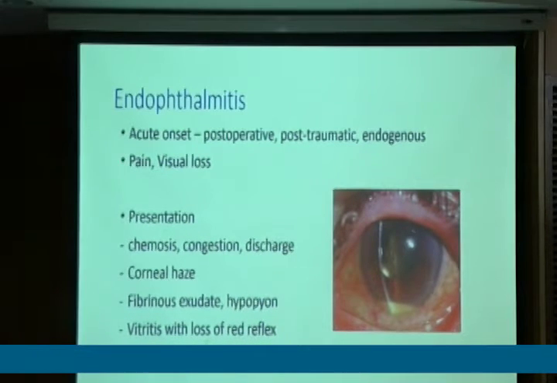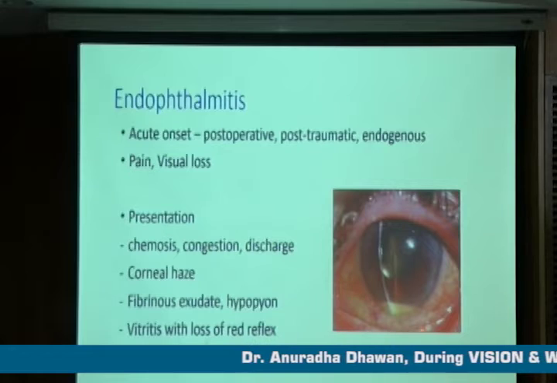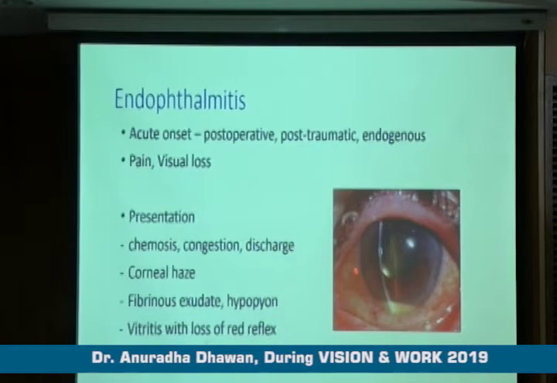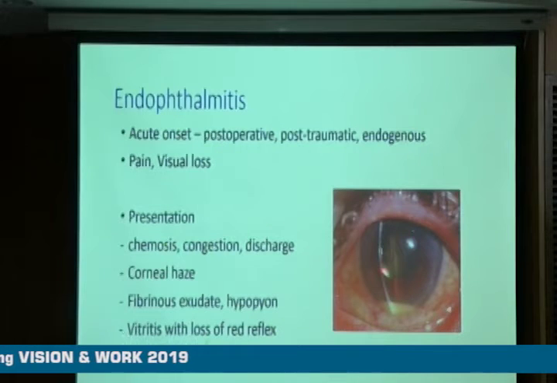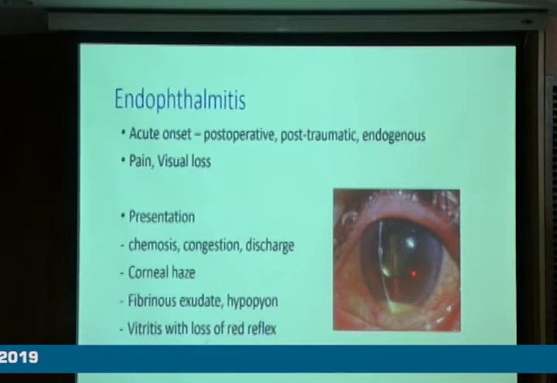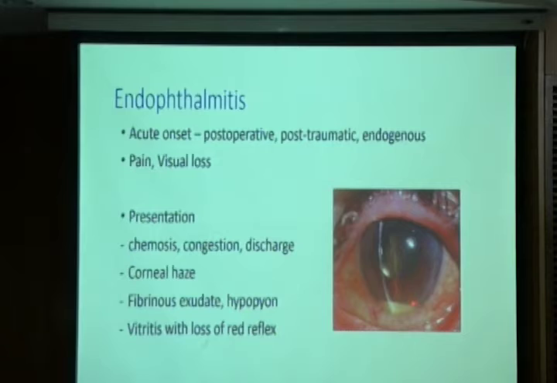Endogenous means that they can present to you with a lot of conjunctival chemosis, the red eye and discharge. You will see the cornea is not very clear, it is hazy. There is a fibrinous exudate in the anterior chamber which is suggestive of very intense inflammation. There will be a hypopyon, again suggestive of intense inflammation, and in the vitreous chamber there will be vitritis. Because of that you will not be able to see the red reflex.